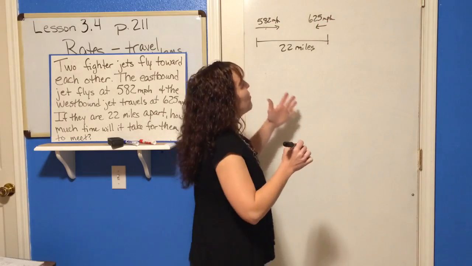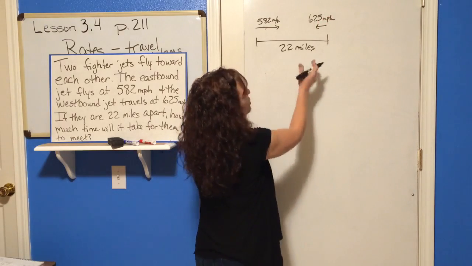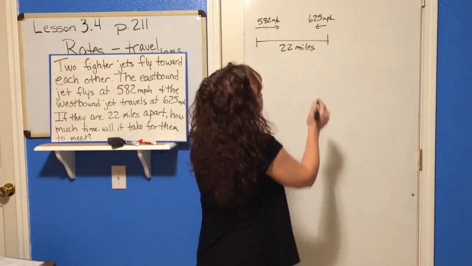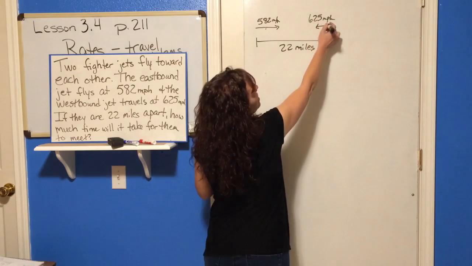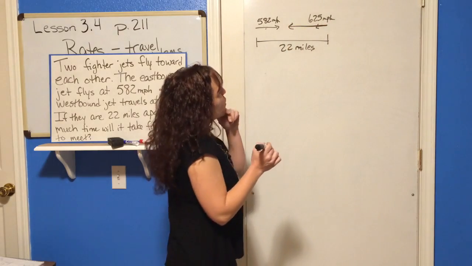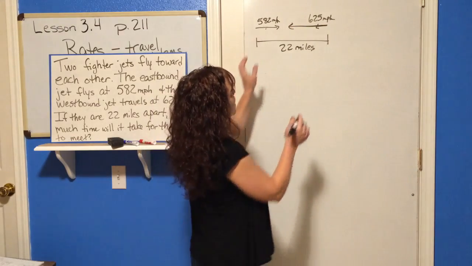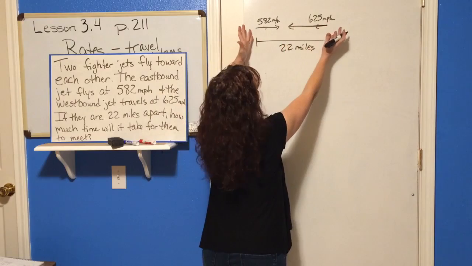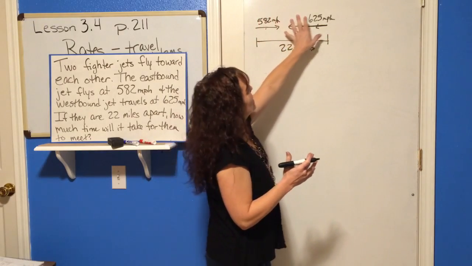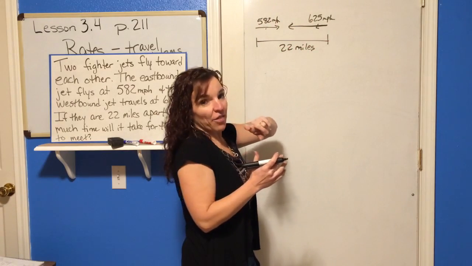Now they're going to travel the same amount of time, right? So their distances are going to be different. The time is going to be the same, but their distance is going to be different because this one is traveling faster. He's going to go more than halfway. So we can't set them equal to each other, but we do know that they're going to meet, so they're going to use up all this space. So the distance of one plus the distance of the other is going to equal the 22 miles altogether.